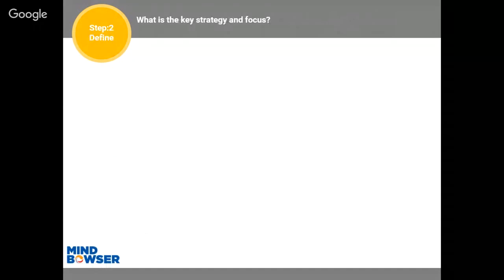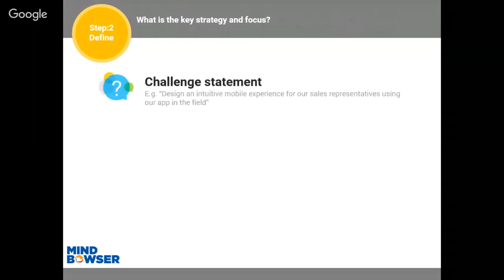Then once everybody is on the same page with the understand phase, the next part is to define. So what do we define here? We need to define what is the key strategy and focus. What are we going to focus on in this particular sprint? And not generally about the product, but just about this particular sprint. The first thing would be a challenge statement. We need to be crystal clear on what the challenge is. So the challenge could be something like design an intuitive mobile experience for our sales reps using our app in the field. So that's the challenge.